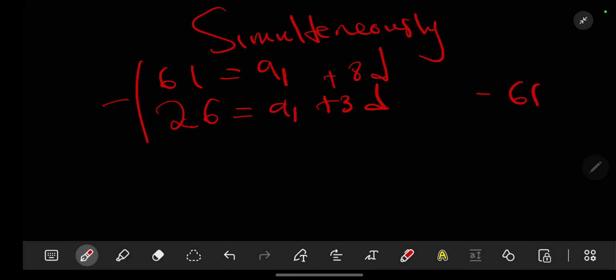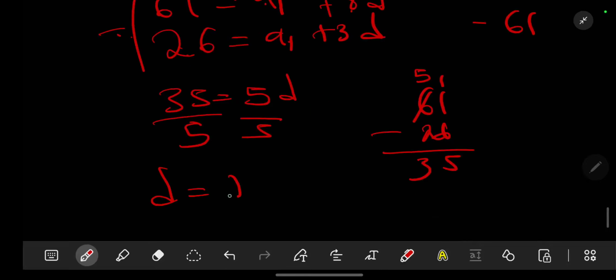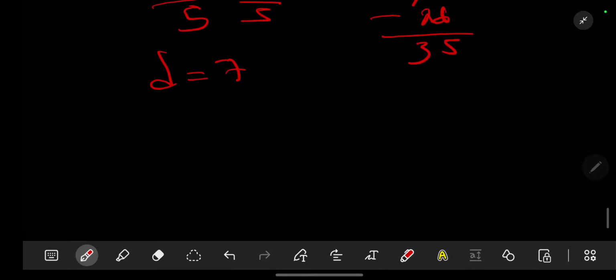So we have 61 minus 26; 11 minus 6 will give us 5, and 5 minus 2 will give us 3. So we have 35 should be equal to a1 minus a1, which is 0, and 8d minus 3d will give us 5d, like that. Then we divide over 5 over 5, then our d value should be equal to 7.